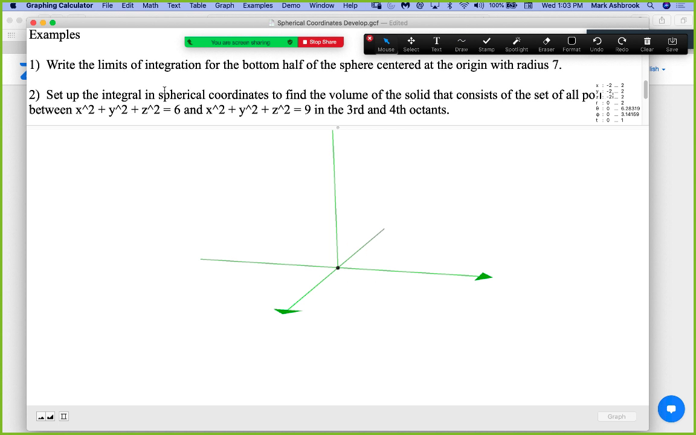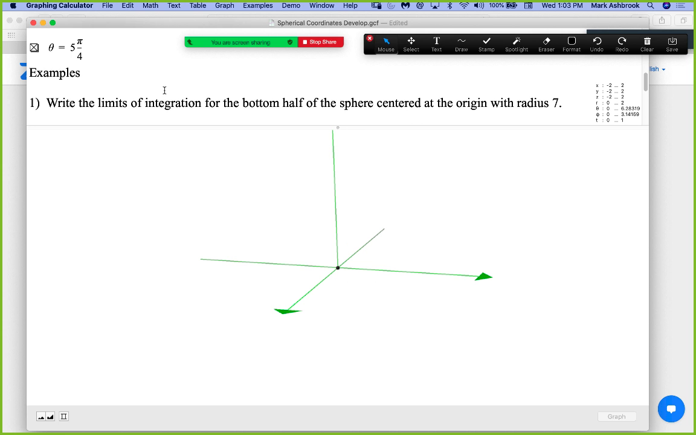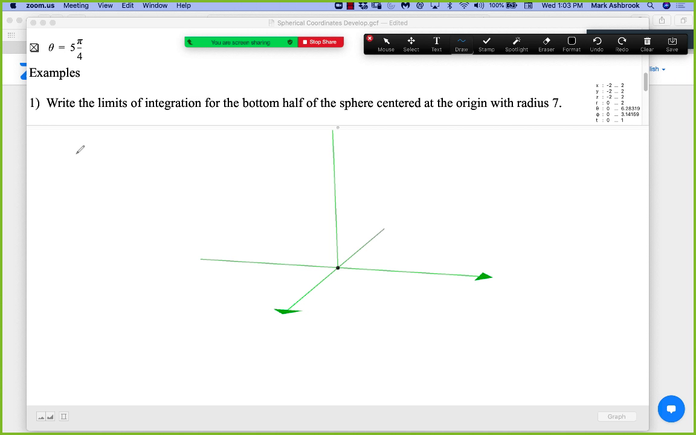All right. We want the limits of integration for the bottom half of a sphere centered at the origin with radius 7. So our spherical triple integral is function times rho squared sine phi d rho d phi d theta.